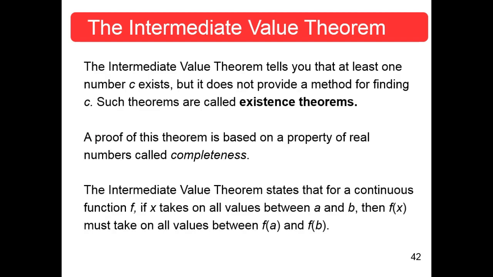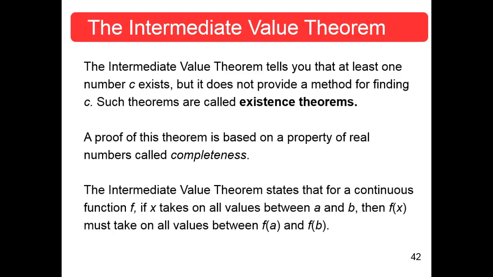So the intermediate value theorem tells you that at least one number c exists, but it does not provide a method for finding that c. You just know that somewhere between a and b, there's got to be a c that f of c is going to be equal to k. Okay? These theorems are called existence theorems. It proves that they exist, it just doesn't tell you how to find them. A proof of this theorem is based on the property of real numbers called completeness, that you can't get from here to there without crossing everything in between. That completely covers everything in between.